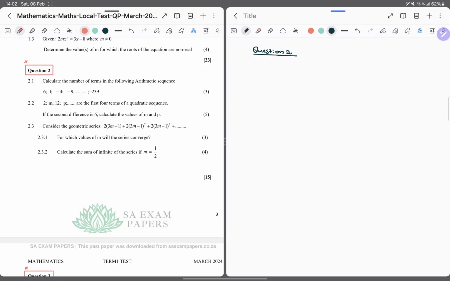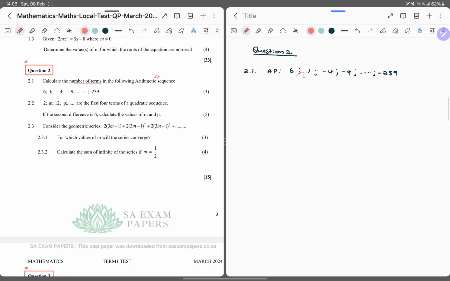Now let's deal. We are told to calculate the number of terms in the following arithmetic sequence. So 2.1, we've got an arithmetic sequence. Perhaps it's best to say AP, arithmetic progression. So we've got 6, 1, minus 4, minus 9. This continues until minus 2 339.